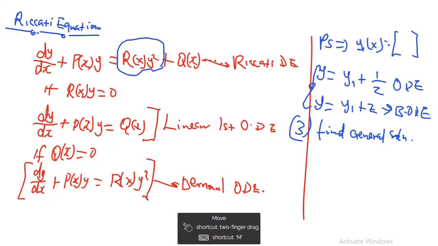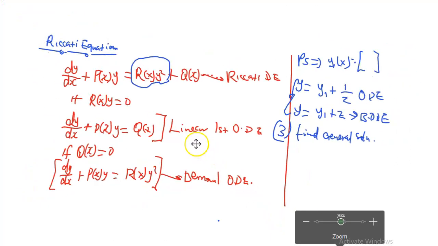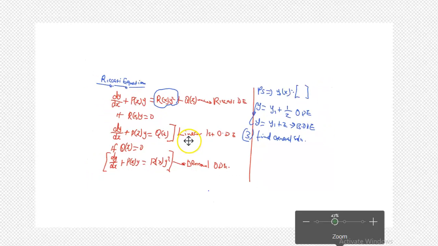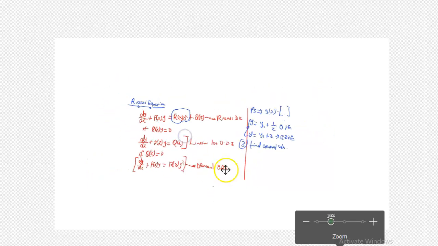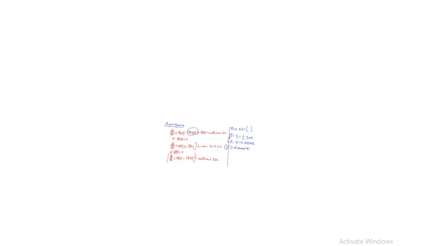So now let us take a question. Let me shrink this as I proceed to give another question regarding Riccati differential equation. This is just an explanation. So now let's see how we are able to solve a Riccati differential equation. Let's say I give you this question: solve.